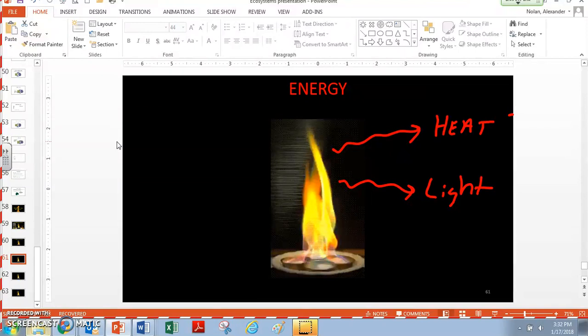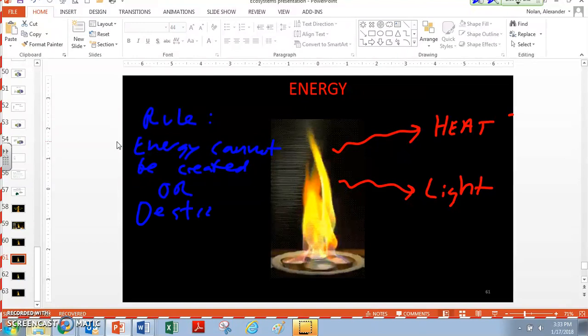Now, there are some rules about atoms and energy that we want to keep in mind. This applies to atoms and energy, such as heat and light. And the rule about energy is that energy can't be created or destroyed. You can't create or destroy energy. You can move it around, you can change forms with energy, but we can't actually destroy it.